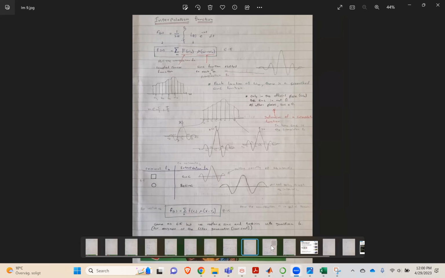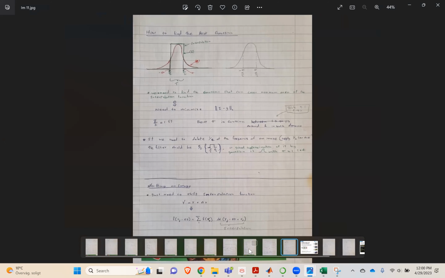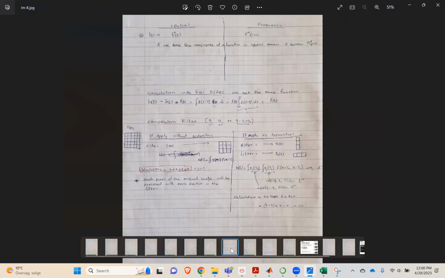Let's see. I don't have the okay. I need to send one photo into here. Guys, just wait a minute. I need to test 2 photos into here. Okay.